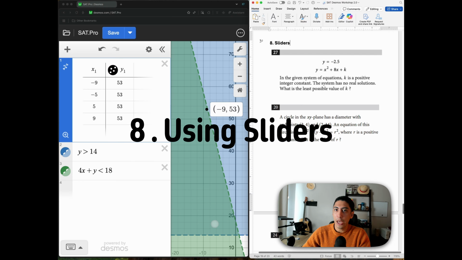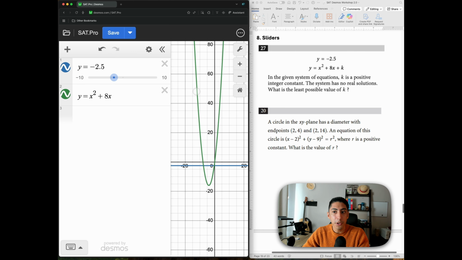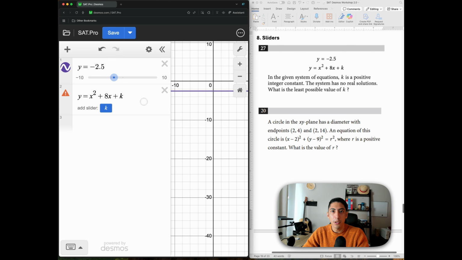But first, let's talk about just how to recognize these. So when do I need a slider? I tend to need a slider when I don't know one constant. If there's multiple constants you don't know, it's likely a different kind of question. But if you're just missing one constant, just use a slider. So for the top question here, I'm just looking for a time when there's no solution, which means there's no intersection.